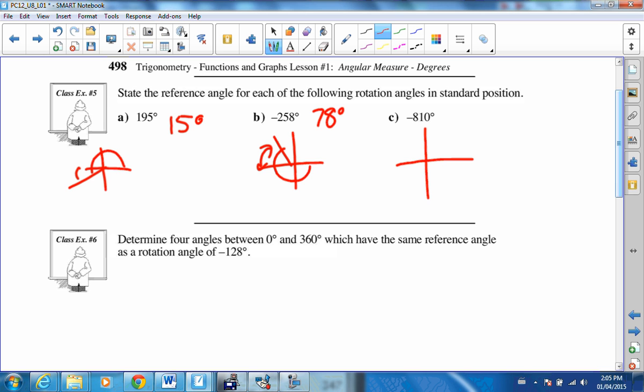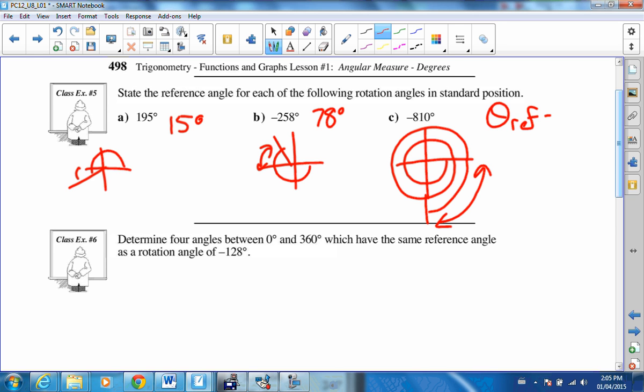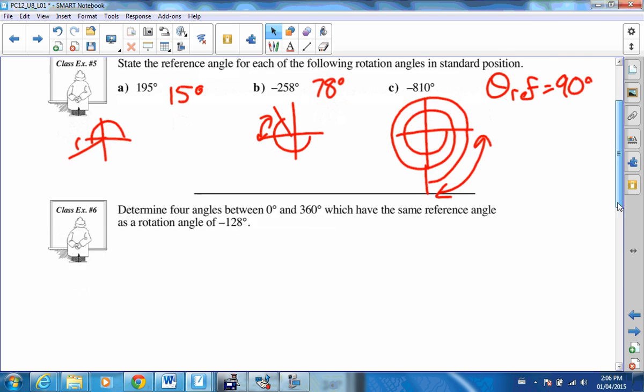Negative 810, 360, 720, keep going all the way over. That's my end point, negative 810. And my reference angle here is 90. It's equally close to 360 or 180.